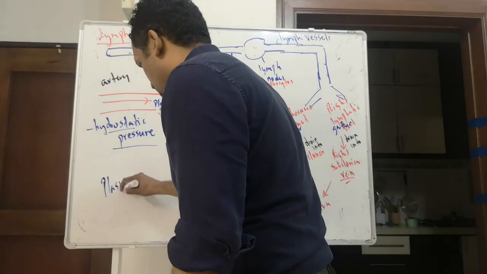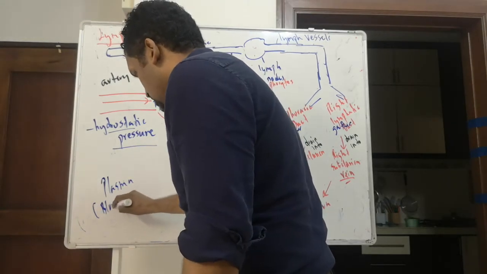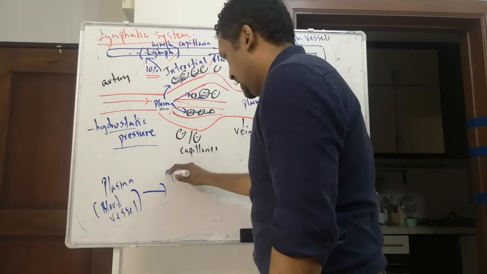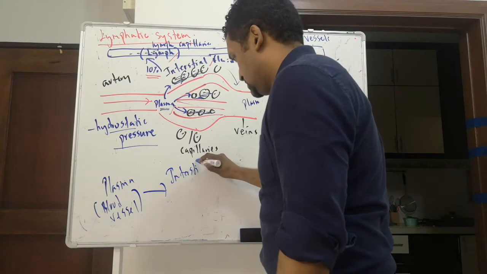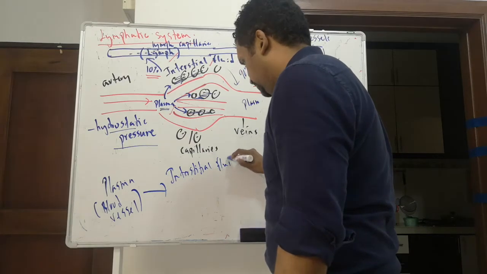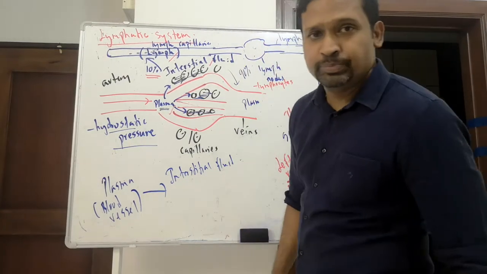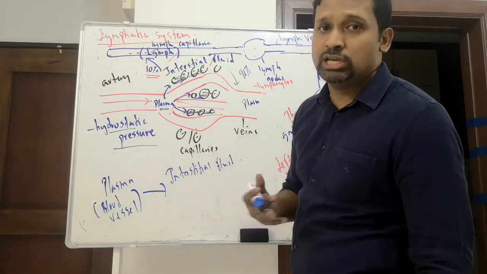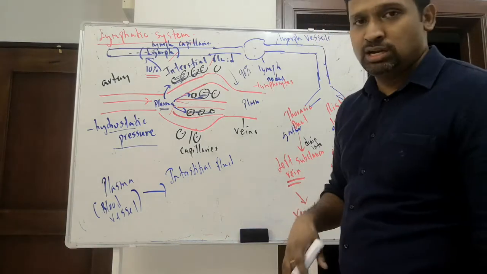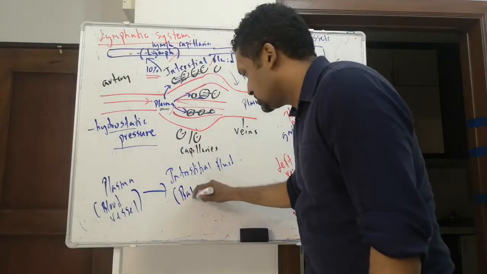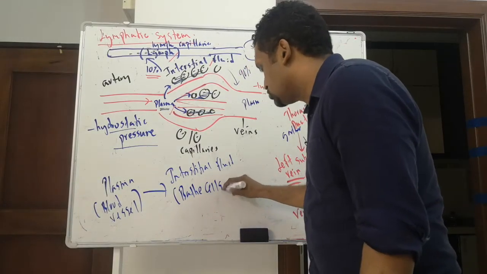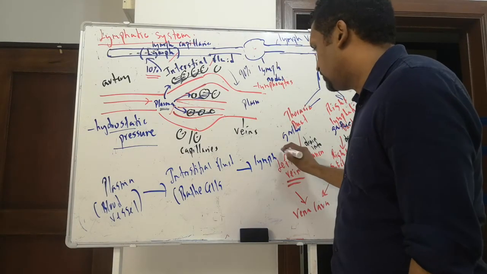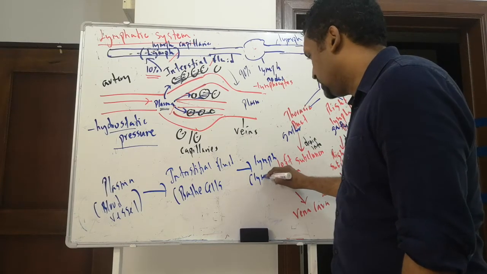Plasma inside the blood vessel, once it comes out and bathes the cells, is known as interstitial fluid. Interstitial fluid has another name: tissue fluid. It is known as tissue fluid or interstitial fluid. This one bathes the cells. After it goes inside the lymphatic system, it is known as lymph fluid. Lymph fluid is inside the lymphatic system.